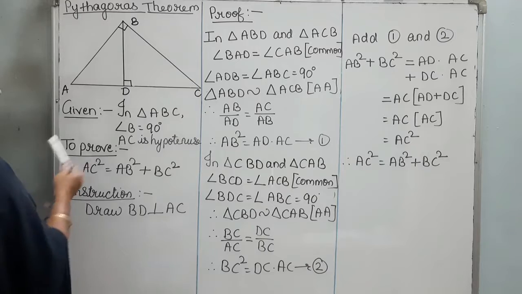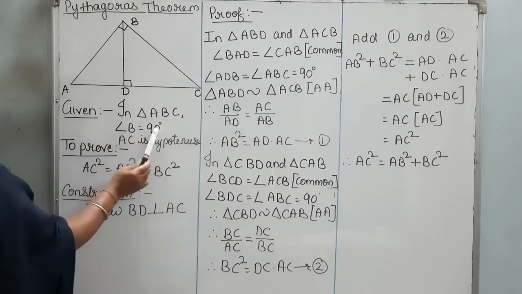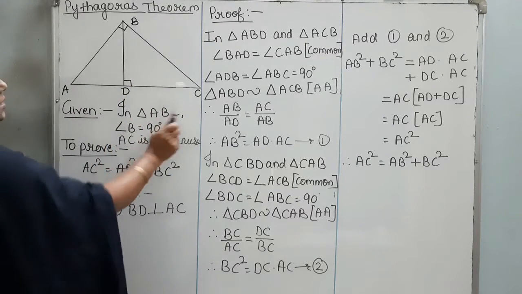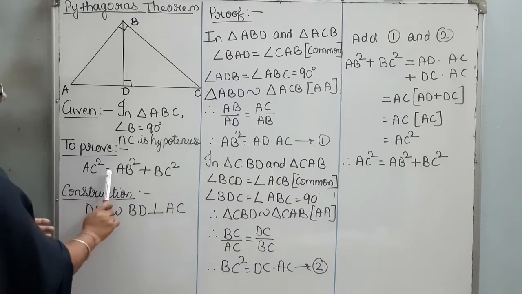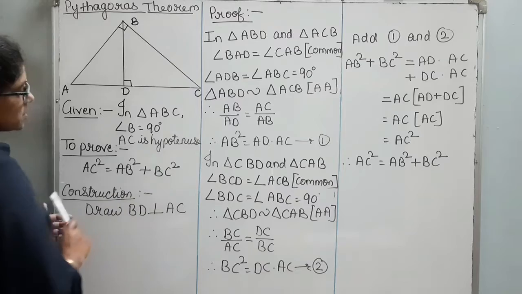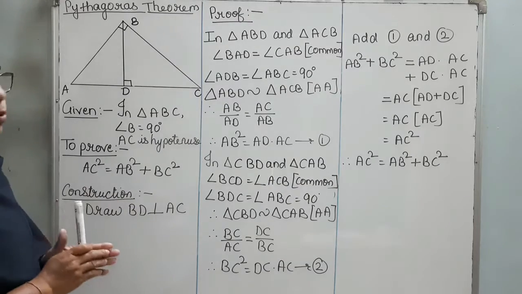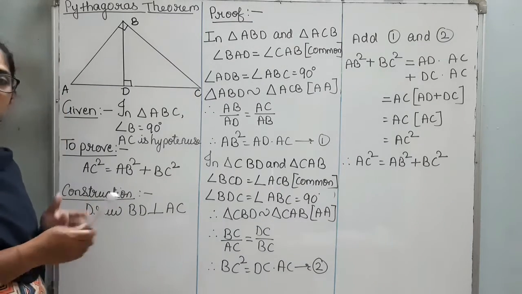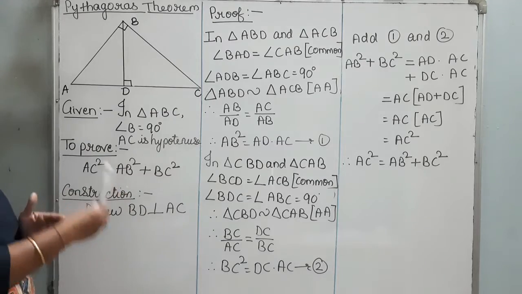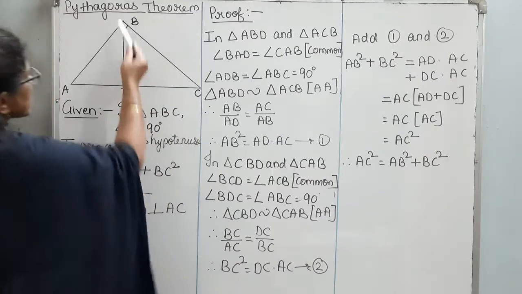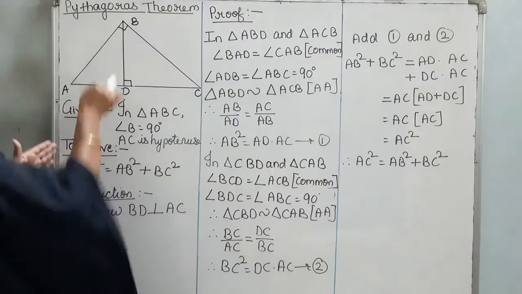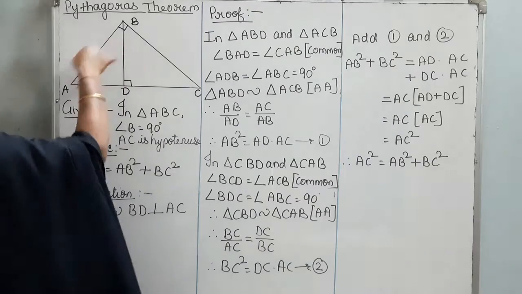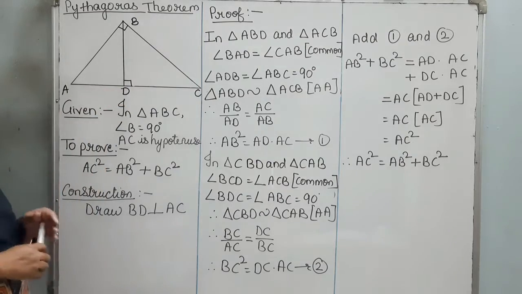So what are the given things? In triangle ABC, angle B is 90 degrees, AC is the hypotenuse. We have to prove AC square is equal to AB square plus BC square. Actually here it is not given that we have the perpendicular. We have to do it as a construction part here. Draw BD perpendicular to this hypotenuse AC. So when we draw this perpendicular BD, our triangle is divided into two triangles.